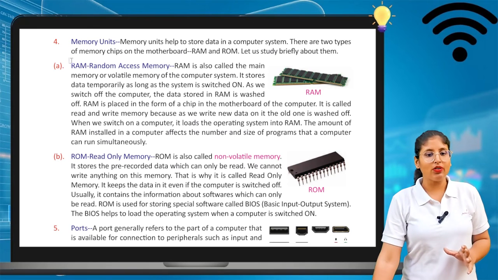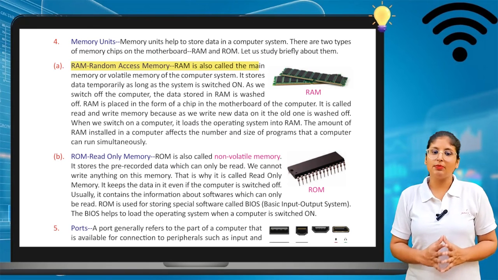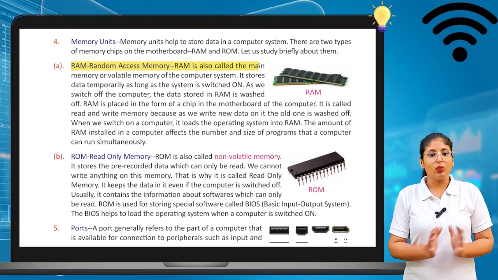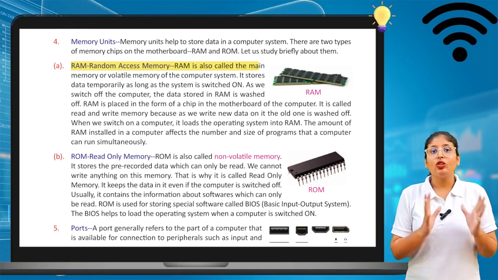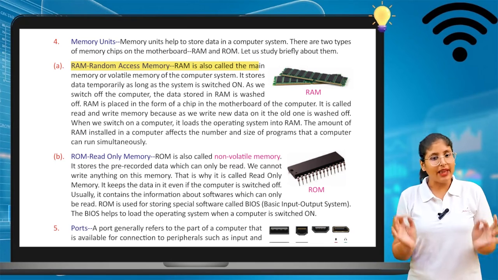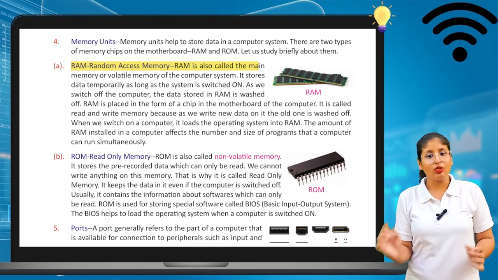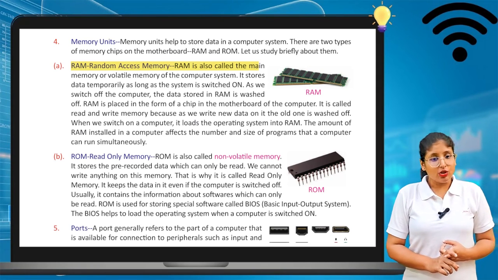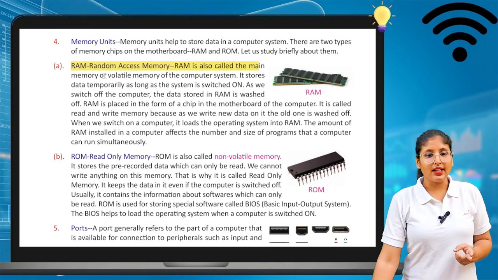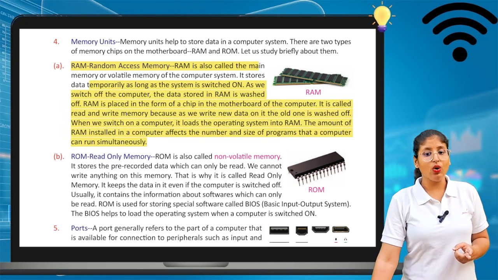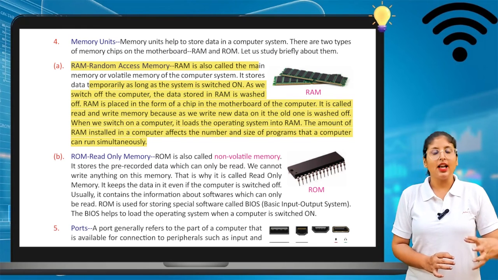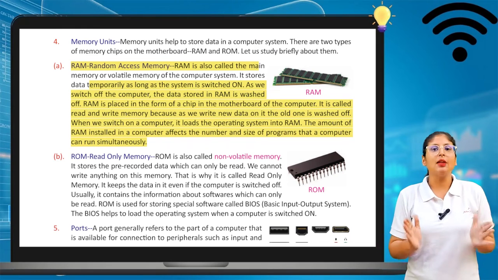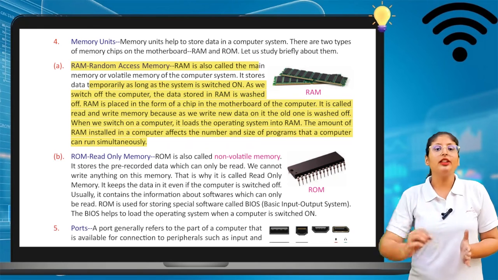First we will see about RAM. RAM is random access memory. RAM is also called the main memory, or volatile memory of a computer system. So if someone asks you the main memory of a computer system, that is RAM, random access memory. It stores data temporarily as long as the system is switched on. So it stores data on a temporary basis, for as long as your computer is switched on.